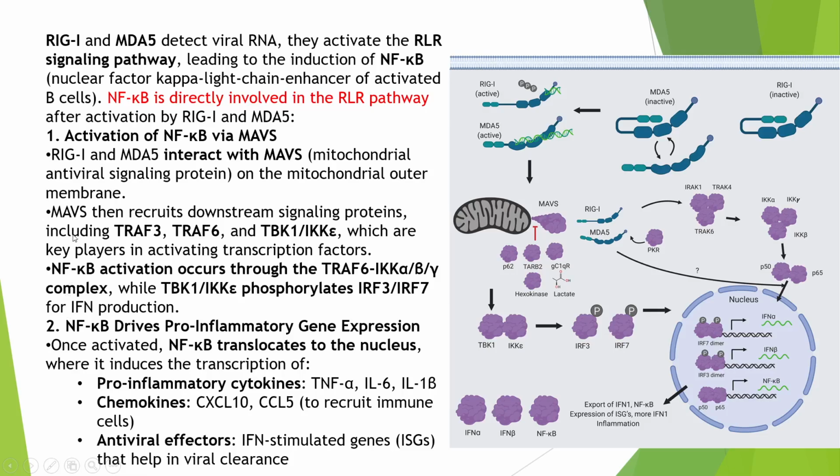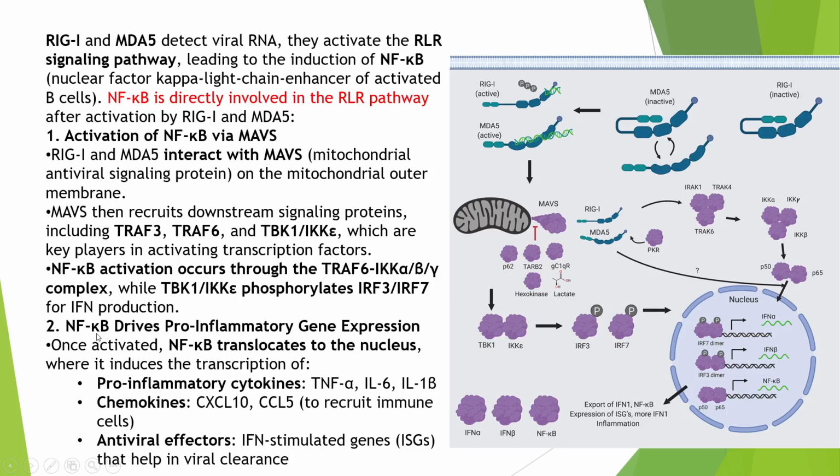So first is activation of NF kappa B via MAVS. Then NF kappa B activation occurs through TRAF6 IKK alpha beta gamma complex as shown here, and then TBK1 IKK epsilon phosphorylates IRF3 and IRF7 for production of interferons at the end.